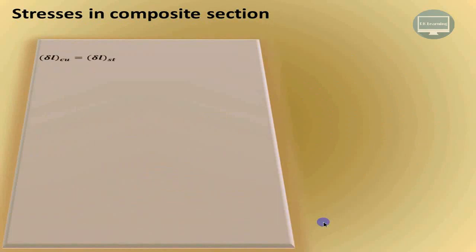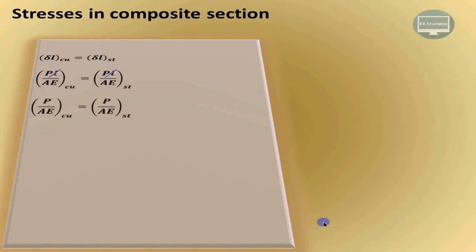The first important condition for the composite section is the deformation in copper tube must be equal to deformation in steel bar. Now we know that deformation is given by PL upon AE. So it is PL upon AE for copper tube is equal to PL upon AE for steel bar. If the length of both the section is same, then that L will get cancelled from both the sides, and we know that we are left with P upon AE for copper is equal to P upon AE for steel.